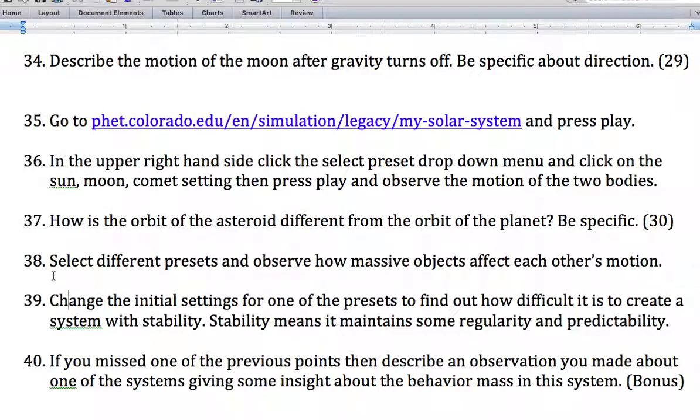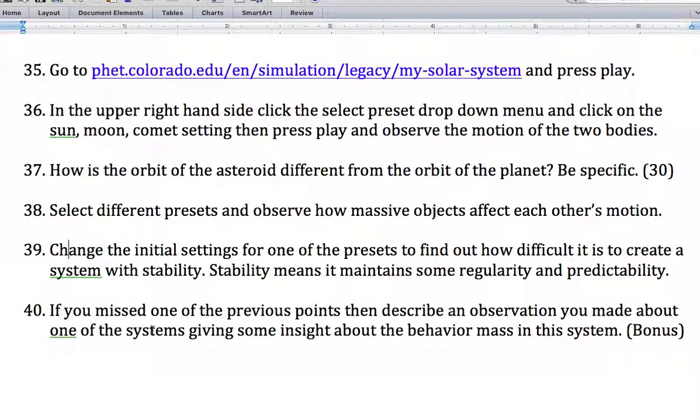I guess the next thing that we talk about, the initial settings for one of the presets, find out how difficult it is to create a system with stability, which means it maintains regularity and predictability. So it does the same thing over and over again, which allows you to predict what it's going to do. So what we should have seen is that eventually regularity and predictability goes out the window.